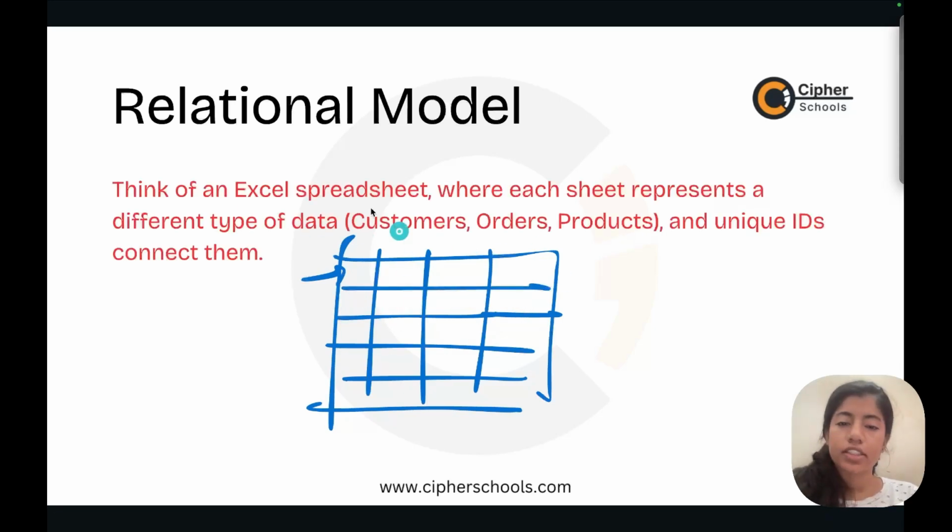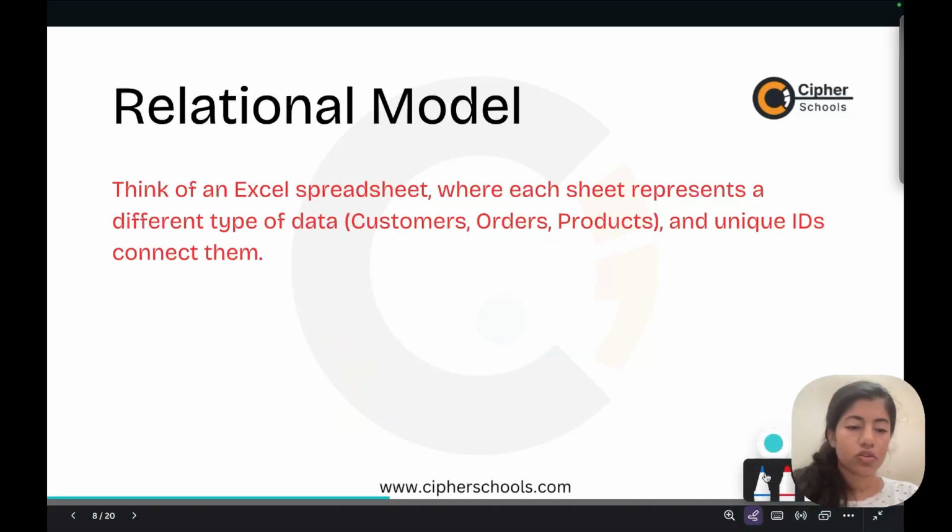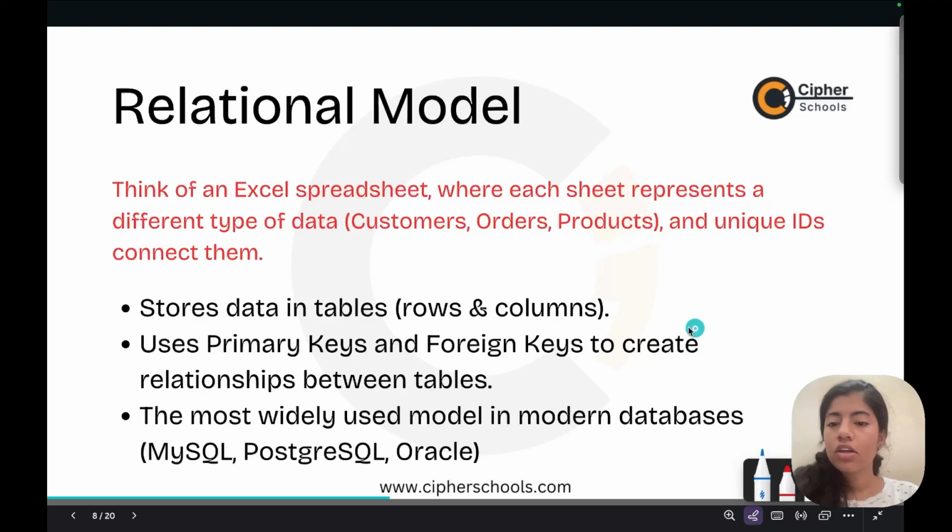So can you imagine the situation where you're storing data in the form of a table? Think of an Excel spreadsheet where each sheet represents a different type of data. Consider customers, their orders, their product ID, what they ordered, their customer ID, and all those details, which you're storing in the form of a table. This is what we call a relational database. So let us discuss more about it.